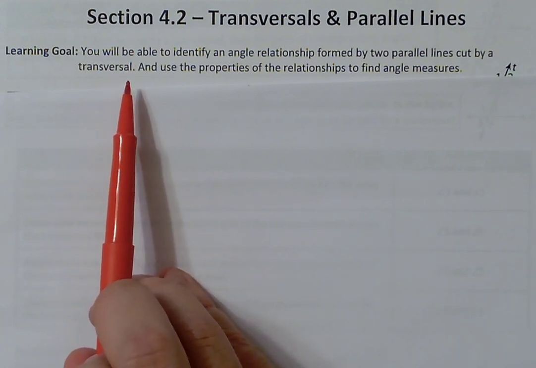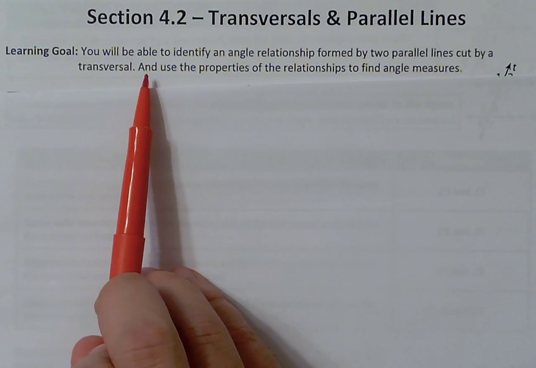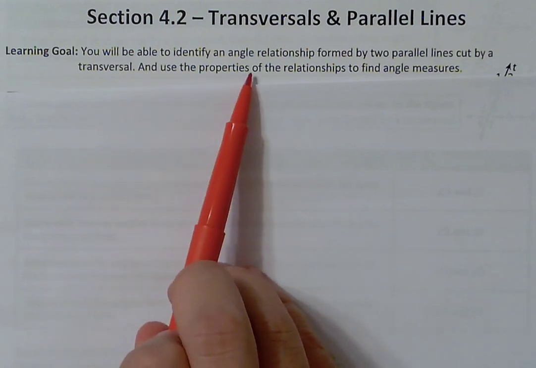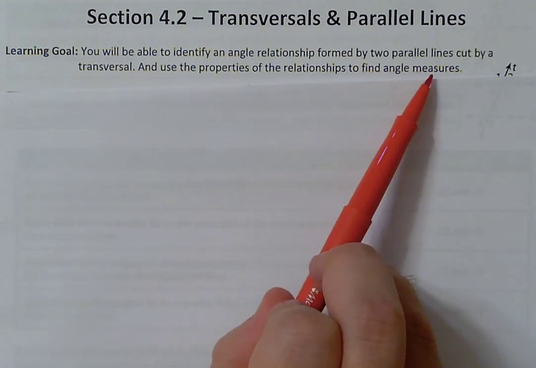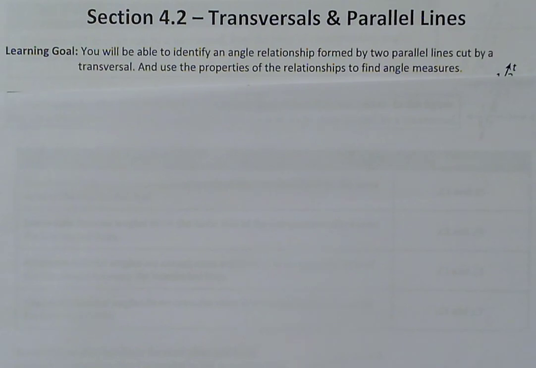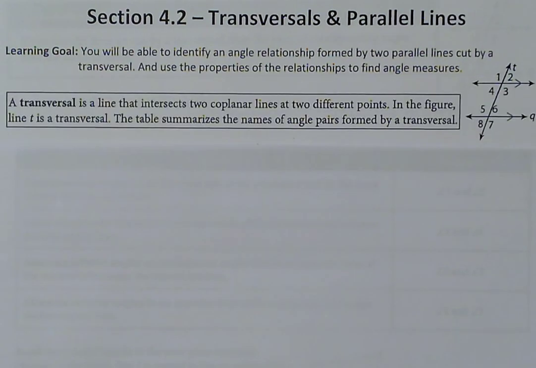Just today we're going to be taking a look at some different situations, and we're going to use those properties of the relationships to find angle measures. So today we're going to see a lot of diagrams drawn like this off on the right. Most of the time you're going to hear it phrased like this: two parallel lines cut by a transversal.